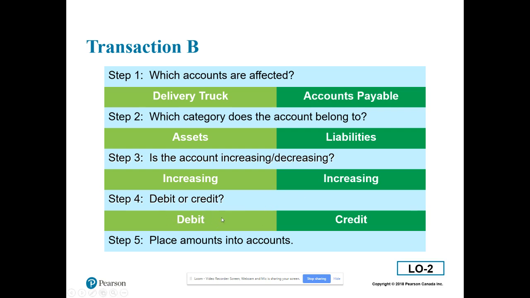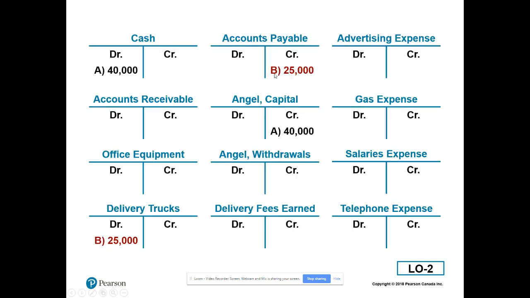And accounts payable, I guess, would be a credit, because debits equal credits. And there it is. There's the entry. My delivery truck, debit my delivery truck, credit. If I added up all the debits, I have 65,000 in my debits. If I add up all the credits, 65,000, my books are in balance.